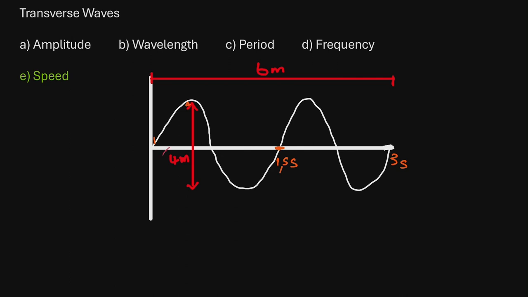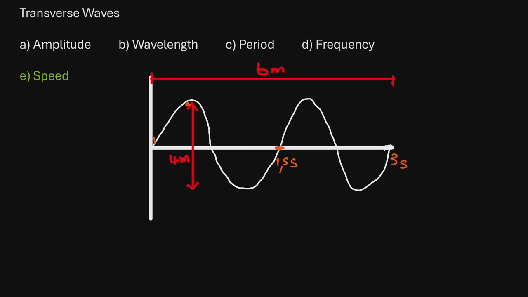We are given now the distance of 4 meters, but this distance is from the below point of the wave to the upper point of the wave. Then we are also given the distance of 6 meters, which is the distance from the starting point of the wave to the last point of the wave. And we also have the times at these 2 points.